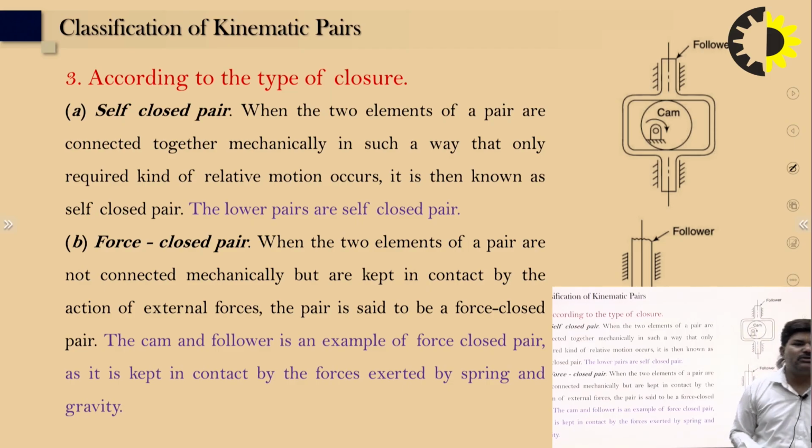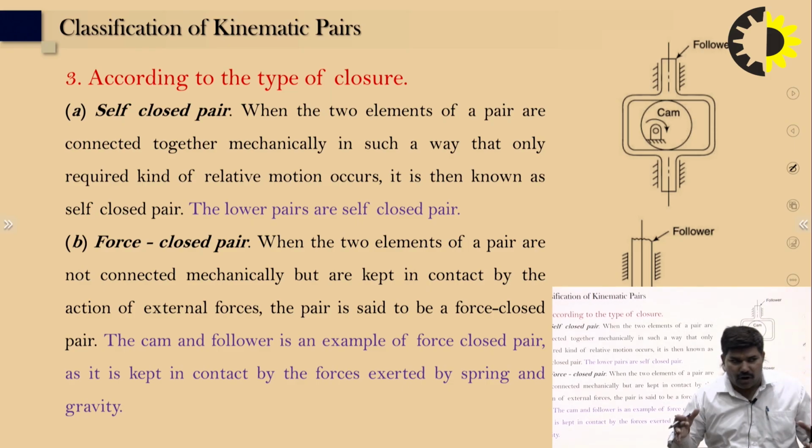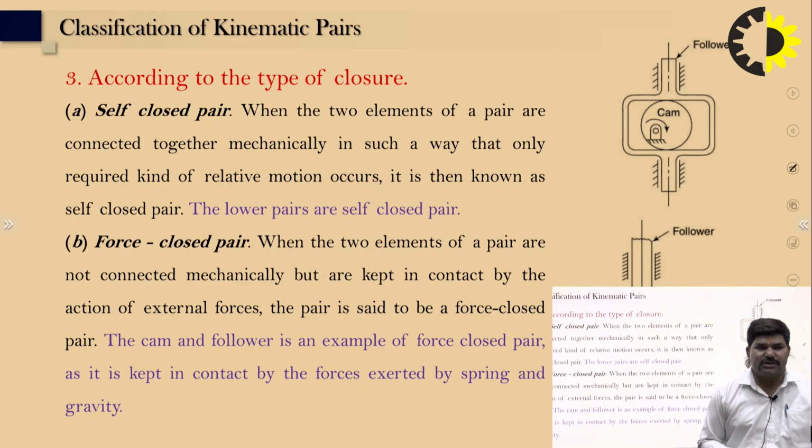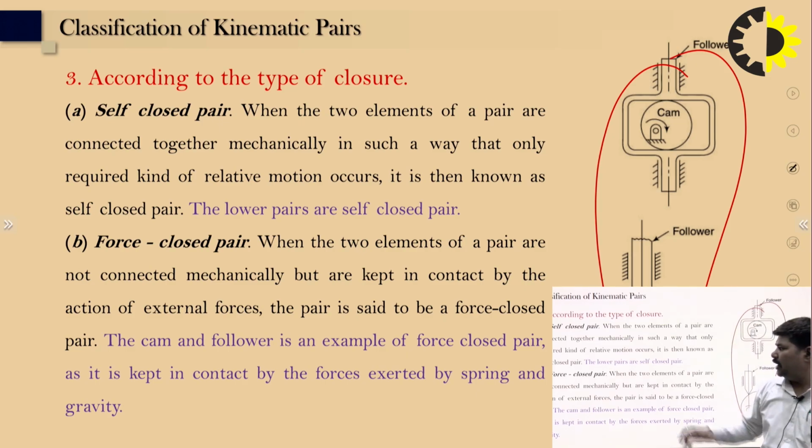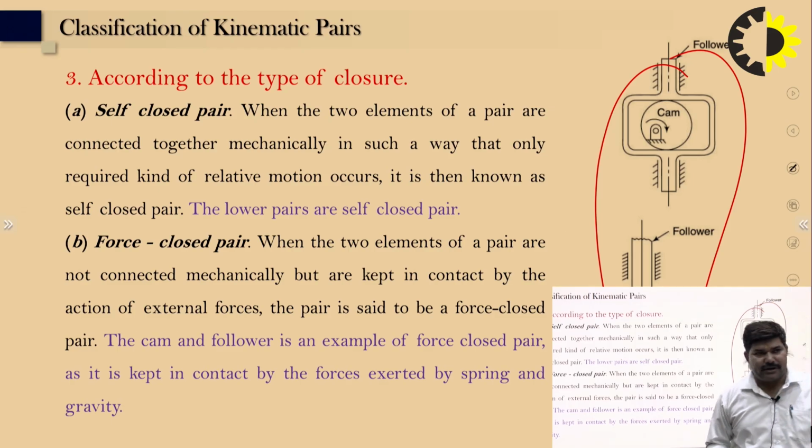Force closure is when the two elements of the pair are not connected mechanically but are kept in contact by the action of external forces. The pair is then known as a force closed pair. The cam and follower is an example of a force closed pair, and it is kept in contact by a spring or by gravity. You can see these examples here. All the lower pairs are self closed pairs, with surface contact.